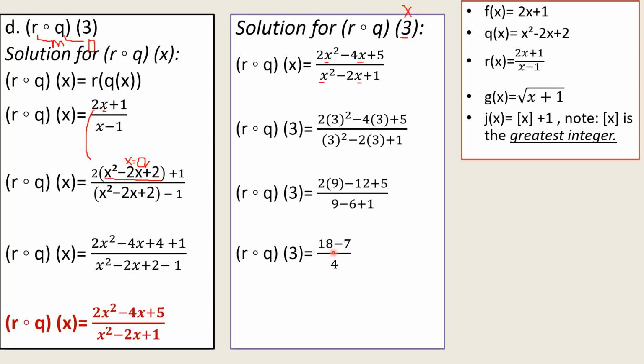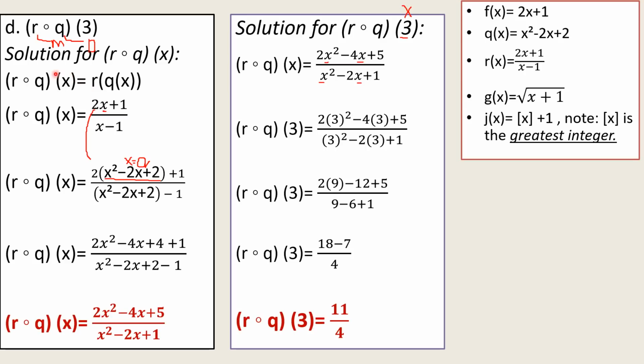What would be the value for R of Q of 3? It is 18 minus 7 is equal to 11 over 4. So, this would be the final answer. The value for R of Q of 3 is 11 over 4. So, if I ask you, what is the value of the composition of R of Q when x is 3? You are going to give me 11 over 4. But if I am only asking without the value of x, that is the time you give me the expression. Okay? Understood? Okay. Let us have the next example, or the last example.